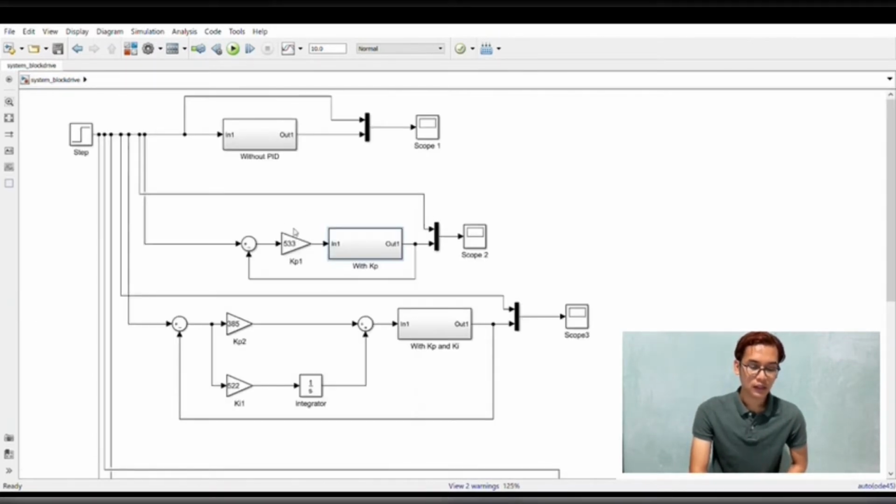So we insert this summing junction because in order to see the actual output and the desired input, we need a feedback that will calculate the difference between the output and the desired input. That's why we inserted this summing junction, and this KP1 is our value of KP, which is 3533. And then it goes to the DC system, our DC motor, and we can see the output.